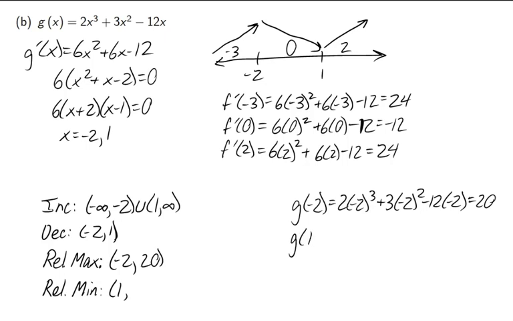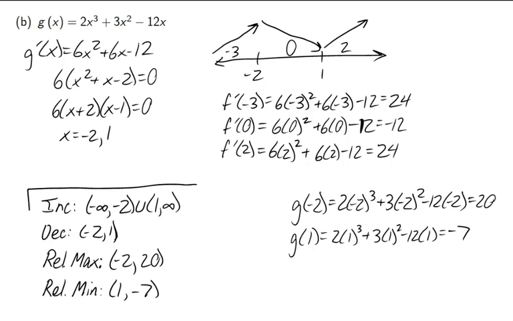And then g of 1 will be a little bit easier. So 2 times 1 cubed plus 3 times 1 squared minus 12 times 1. 2 plus 3 minus 12 is negative 7. So that's my relative min. There you go.